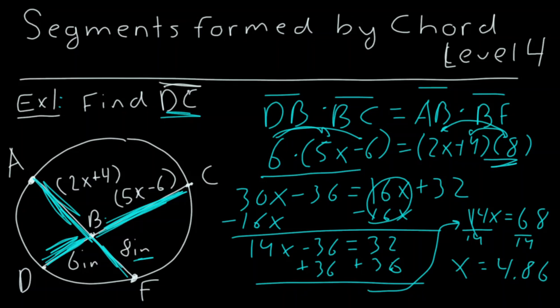4.86. Now, once again, you have to ask yourself this question. Have I answered the question being asked? And we have not. We need to find out what is DC. So I'm going to come right here. I'm going to write x equals 4.86. And if you need to, pause the video, but I'm going to go ahead and erase this so I have a little bit more space to work.